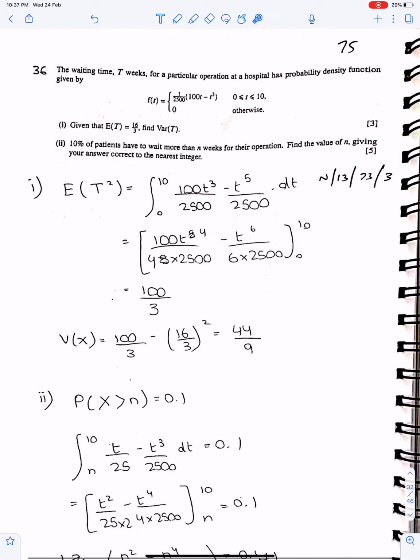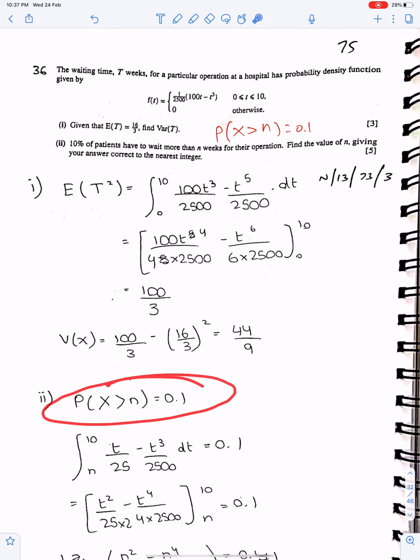Well, it says 10% of patients have to wait more than n weeks. This is so simple. You just write the equation, x greater than n is 0.1, and then use this equation for the value of n.